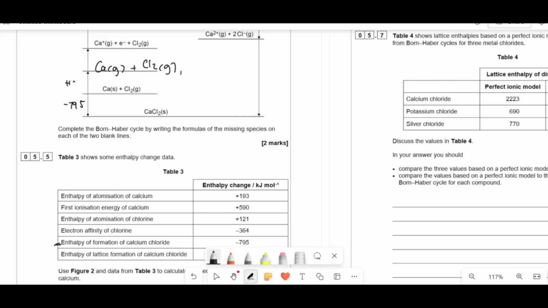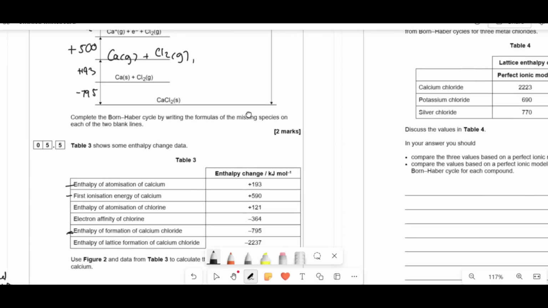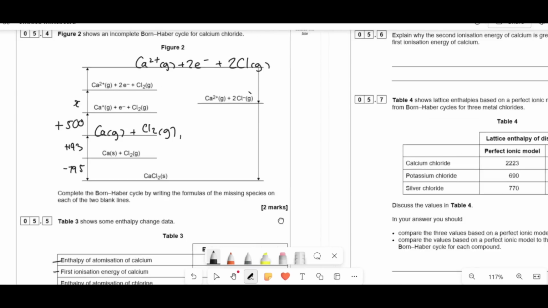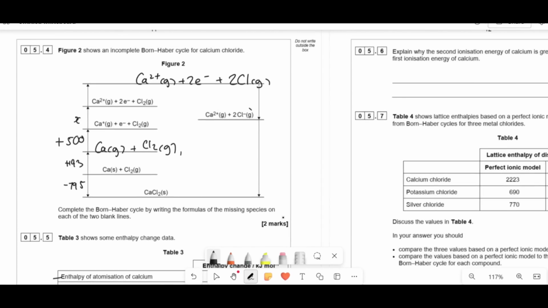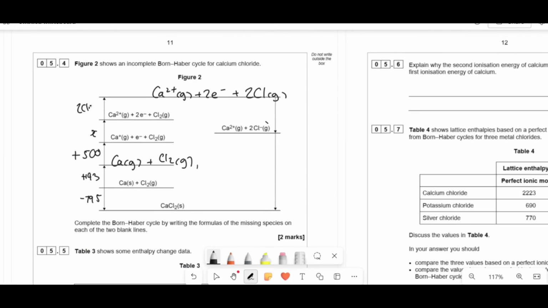So plus 193. Next. What are we now doing? We're now going from gaseous atoms to gaseous 1 plus ions. That's the first ionization energy of calcium, which is this one here, plus 500, sorry. Then what are we doing? From here to here, we're now doing the second ionization energy, which we don't know because that's what they're trying to ask us to find, so we're calling that X. What are we doing from here to here? We're atomizing that chlorine, so we're now going to do the 121. However, the definition says it's when 1 mole of gaseous atoms are formed from an element in the standard state, right? So because we're making 2 Cls here, we're actually going to have to double that. So the atomization is actually going to be 2 lots of 121 here instead, right?